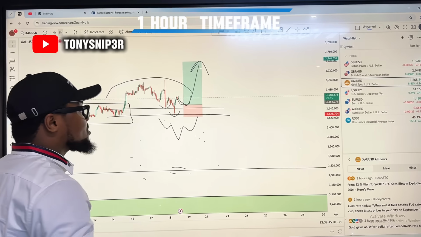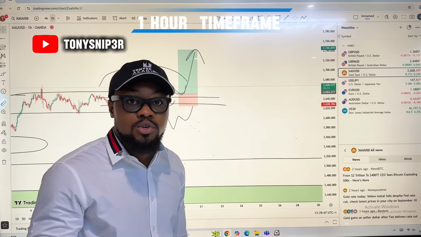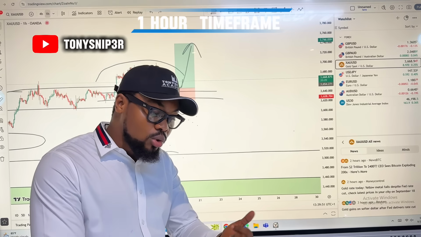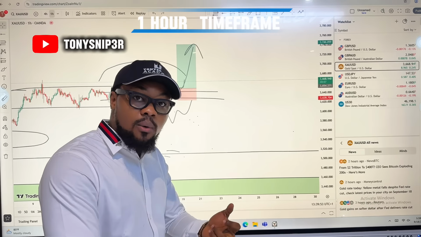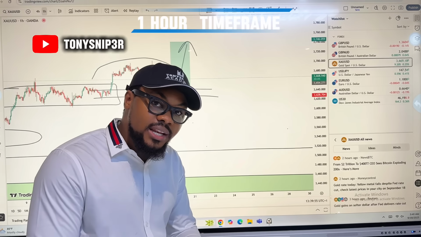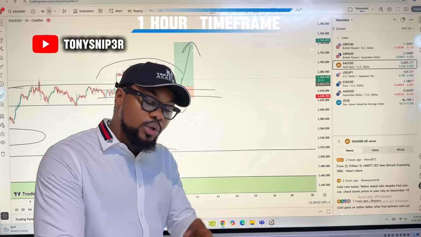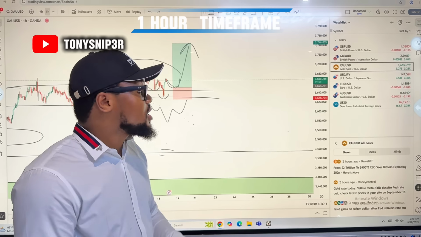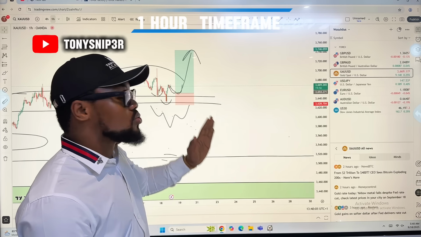Target 1 to 2, 1 to 3. You don't need to hold it for long because you know the market is due for a huge retracement on your weekly. But on your monthly and on your 4-hour, you're still bullish. But on your daily, the market is due for a retracement. On your weekly, the market is due for a retracement. So you don't want to be caught in those retracements. When the market does give you 1 to 2, 1 to 3, you're good.